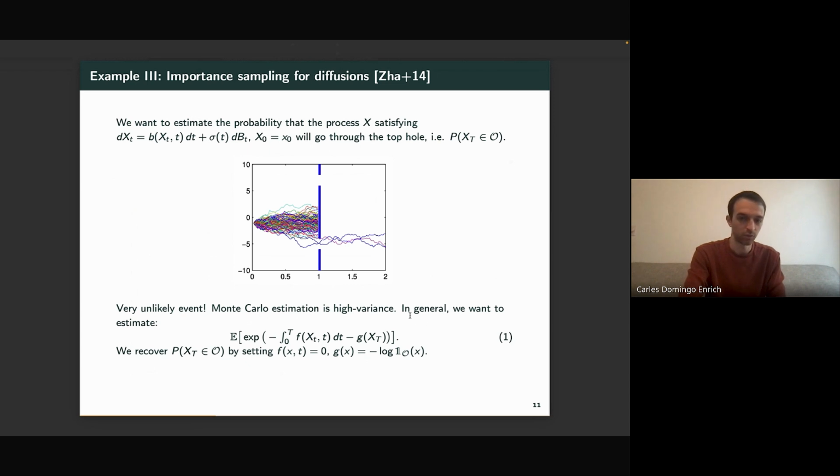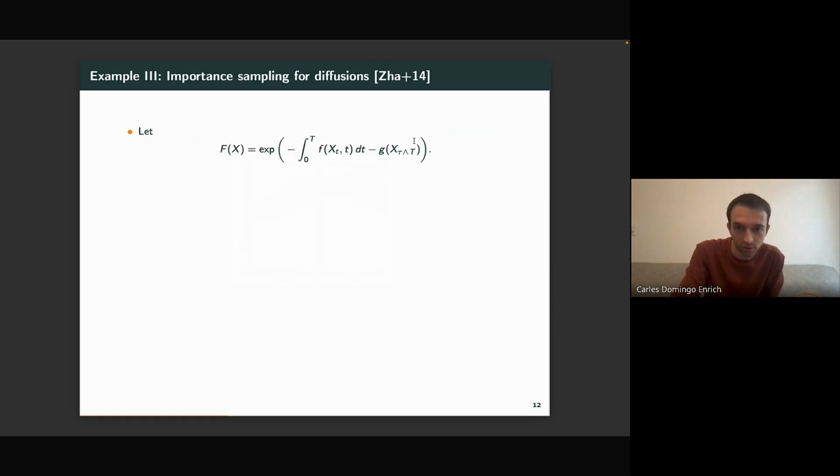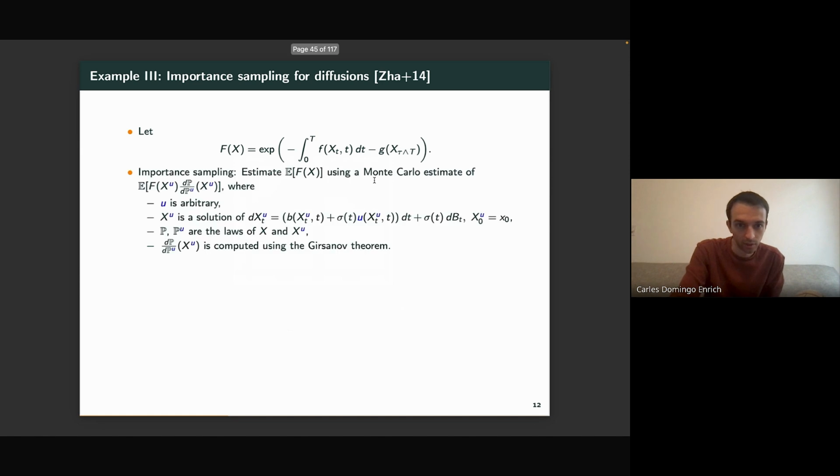More generally, you may want to estimate quantities of this form, the expectation of this exponential. If you set f and g in this form, you essentially recover this probability, but this is a more general formulation. What you want to do, of course, is importance sampling using a process that goes through the top hole often. Sorry, this should be just capital T. So you want to estimate the expectation of f of x using a Monte Carlo estimate like this.